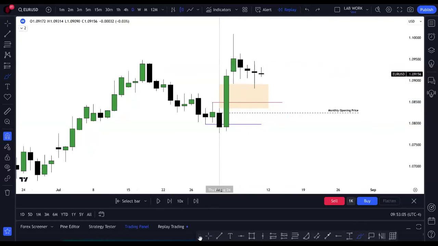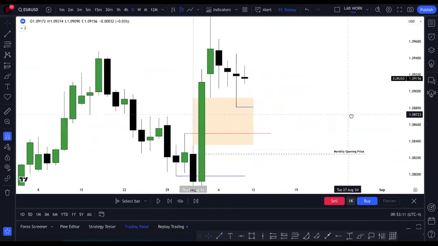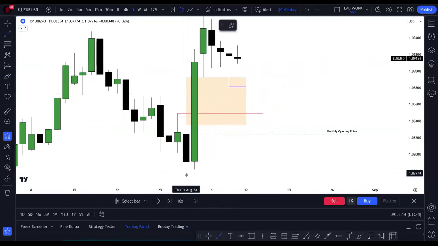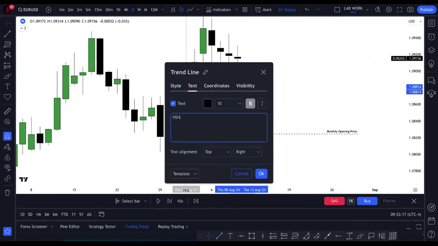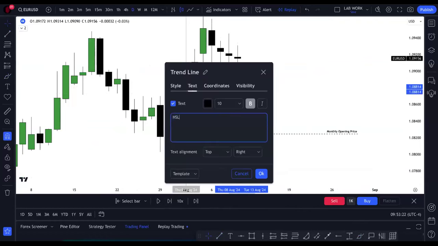1, 2, 3. There you go. Now, by definition, this is a higher swing low, but it's not confirmed yet. This swing low is higher than this one. I'll just put higher swing low. This is a lower swing low.